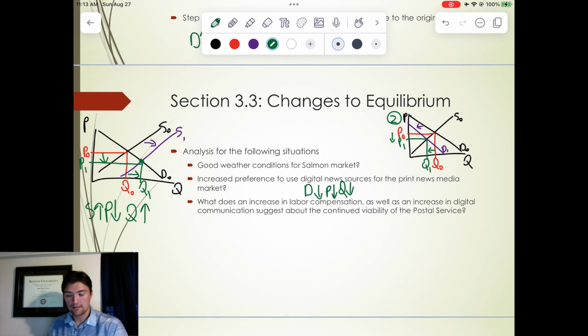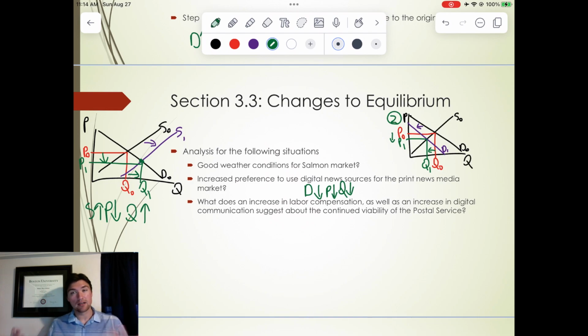Now, here's the last one, and this one's going to be the interesting one. What does an increase in the labor compensation as well as an increase in the digital communications suggest about the continued viability of the postal services? Let me break it down for you. What would happen if the postal workers got paid more for working? Then what would happen if people were switching to emails instead of letters? Okay, and both of those are happening at the same time.